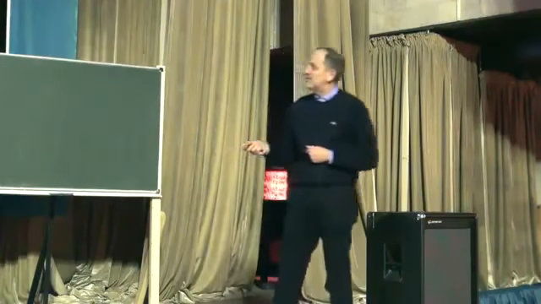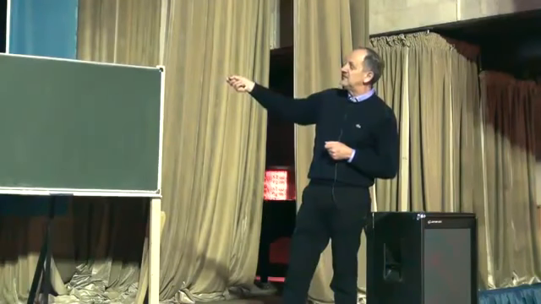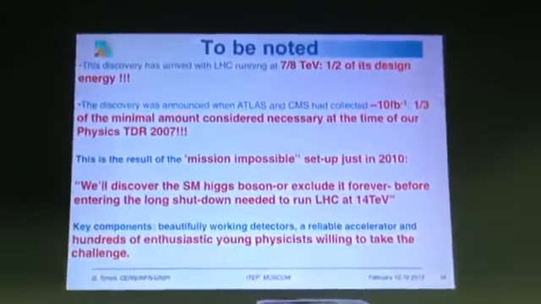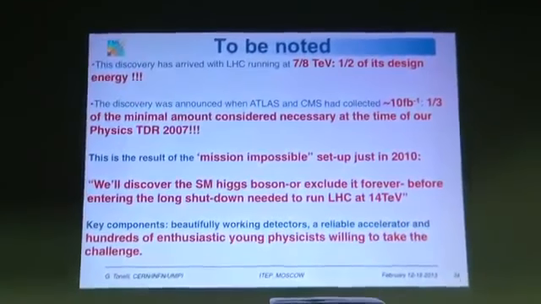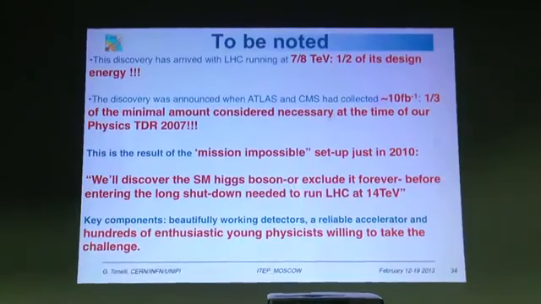I want to note the fact that this discovery has arrived with 8 TeV, which is 1/2 of the design energy, with 10 inverse femtobarn, which is 1/10 and 1/3 of the minimal amount considered necessary to discover. So this is really the result of the work that was done by these hundreds and hundreds of young people that worked so nicely to discover.